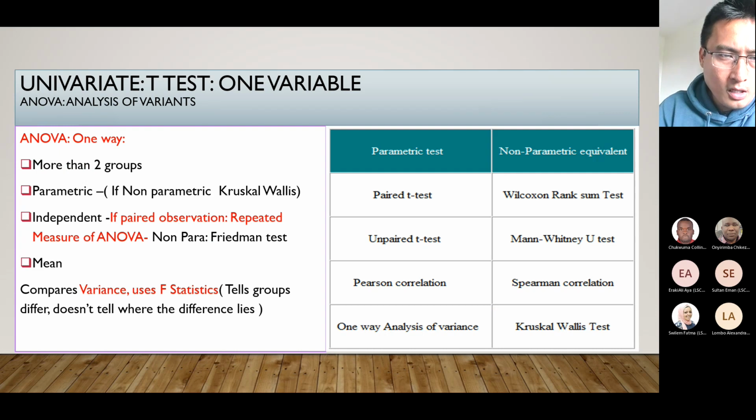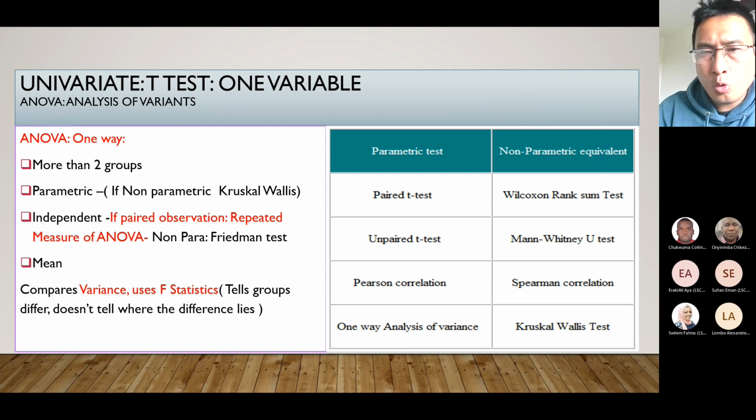Okay, so there are different statistical tests that we use for univariate tests. If it is parametric, as parametric is quantitative data and non-parametric is qualitative data. If it is a paired t-test, which we have already discussed, the equivalent if it is non-parametric is the Wilcoxon signed rank test. The equivalent of the unpaired t-test is the Mann-Whitney test.